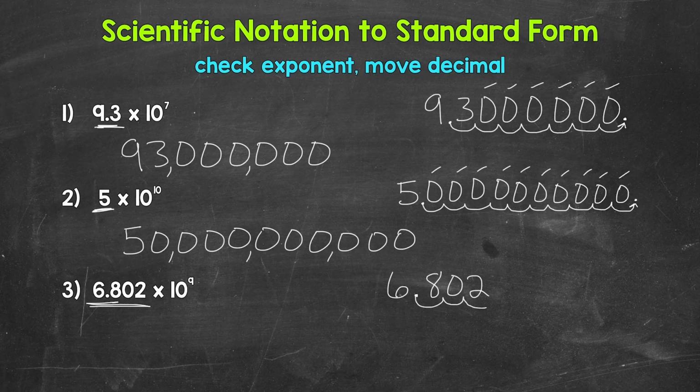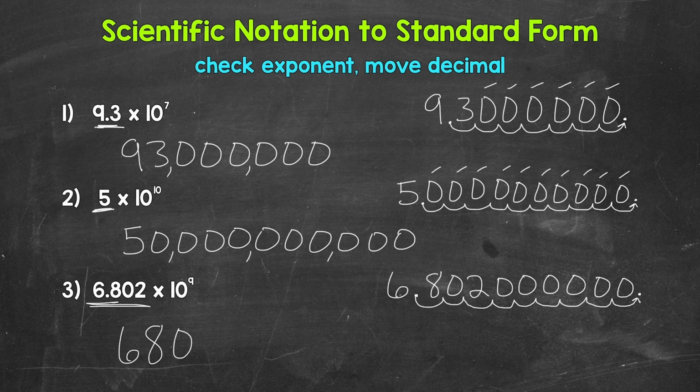1, 2, 3, 4, 5, 6, 7, 8, 9. And fill with zeros here. And that is our standard form. But let's rewrite this. We have 6.802 and then 1, 2, 3, 4, 5, 6 zeros. Then we can put in the commas. So a comma right here, and right here. So 6,802,000,000. So there's our positive exponent examples.